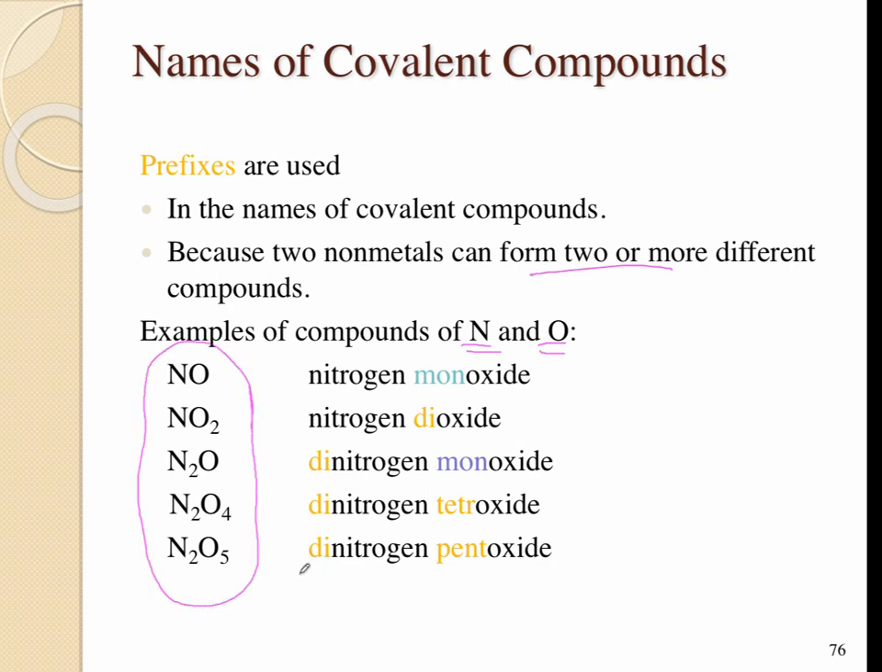So we can't just name it nitrogen oxide because we wouldn't know whether it was NO, NO2, N2O, N2O4, or N2O5. So because nonmetals can form two or more compounds, lots of them, we have to use these prefixes to tell us how many of each atom is in this compound.